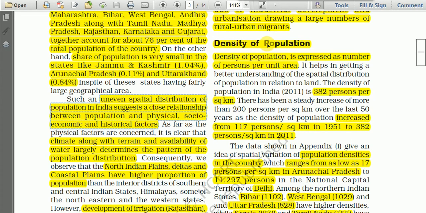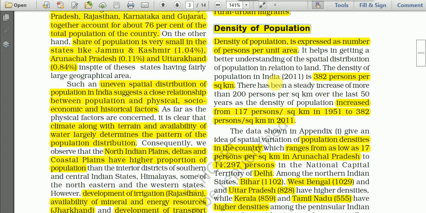Next we have density of population. What do you mean by density of population? How is it calculated? We have learned this earlier, and it is mentioned again here. Population density is expressed as the number of persons per unit area of land. Here the unit area of land may be per square kilometer, per square mile, per hectare, or per acre.